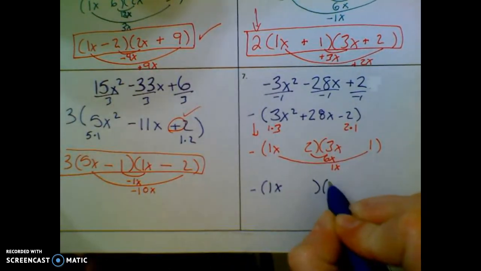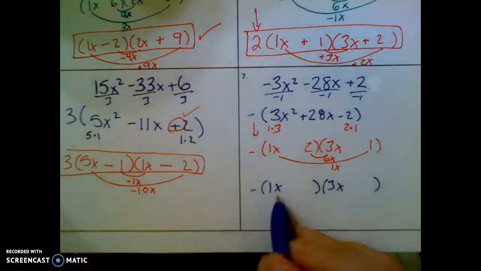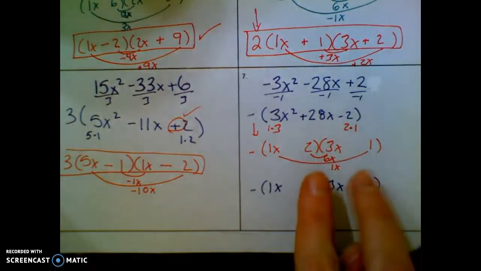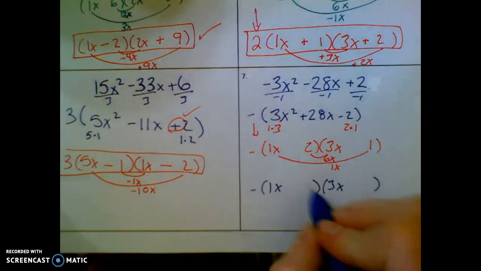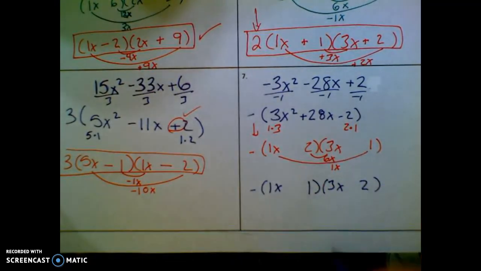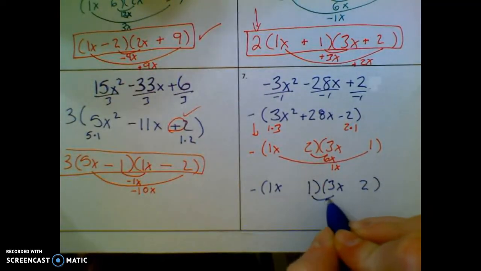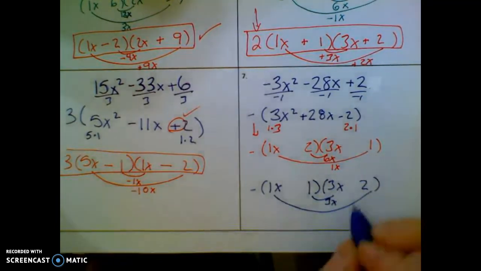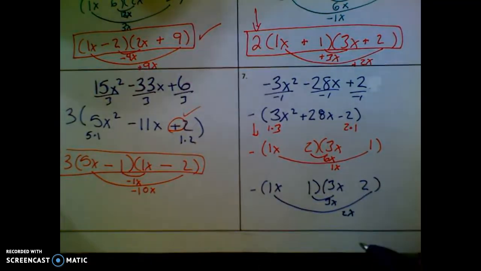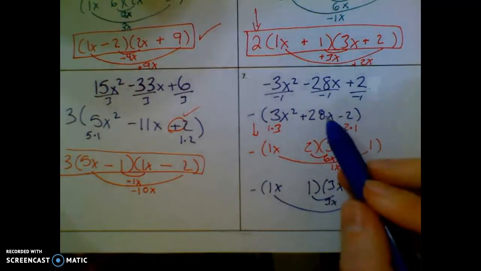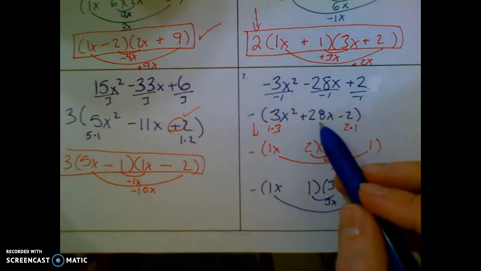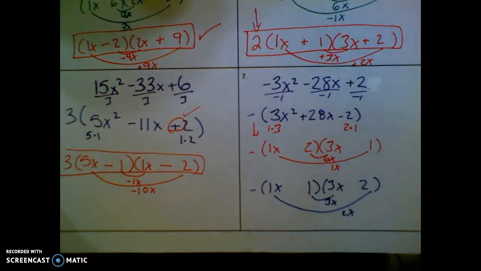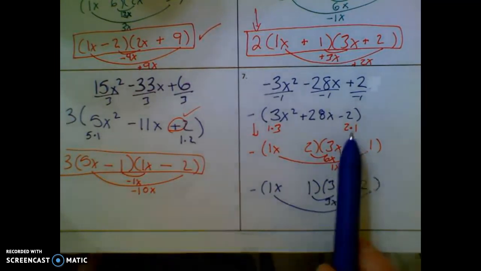So 1x and 3x are not going to change. That's the only way to get 3x squared, but now I'm going to swap those two numbers. So I'm going to get a 1 and I'm going to get a 2. Okay, check my inner product, I get 3x. Check my outer product, I get 2x. Is it possible for 3x and 2x to give me 28x? No.